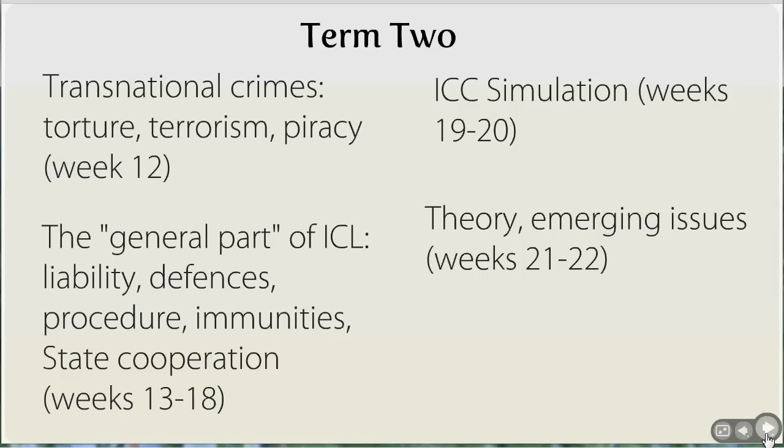We then look at the general part of international criminal law, so that part of international criminal law that applies across all the different crimes. So rules of liability, defences such as duress, insanity, superior orders, the rules of procedure, rules of immunity from state jurisdiction for, say, heads of state or serving high officials, and rules governing state cooperation, both between states and with international tribunals.